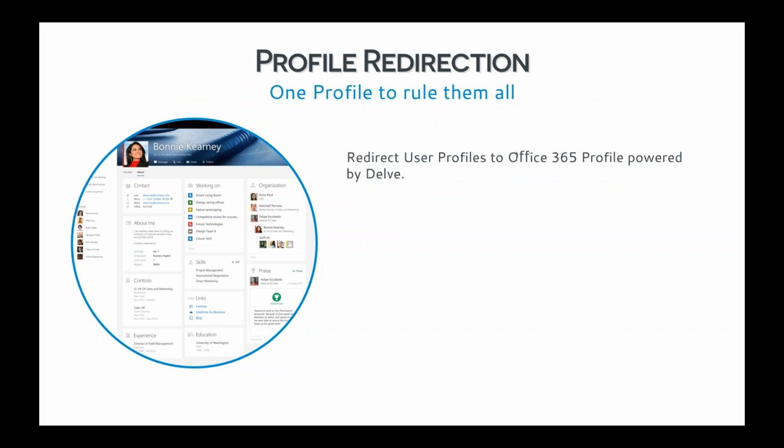Profile redirection: something else that we didn't have in 2013. The problem in 2013 was that if you're in hybrid, you had your My Site, and you also had your My Site in 365, which is now Delve. Now we can set up profile redirection, so anytime somebody looks at a profile for on-prem, it will go to their Office 365 profile in Delve.